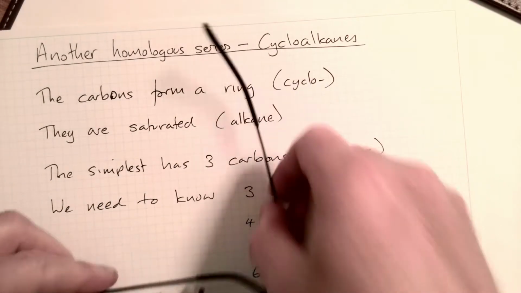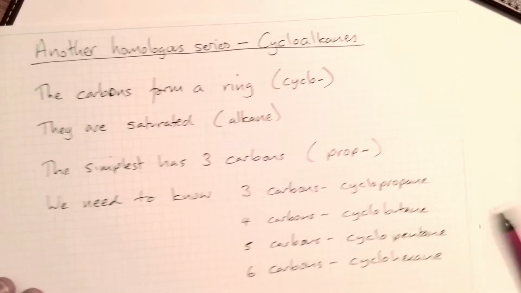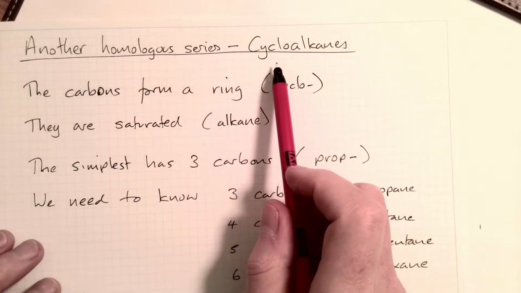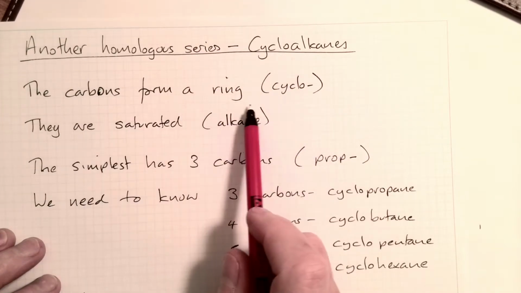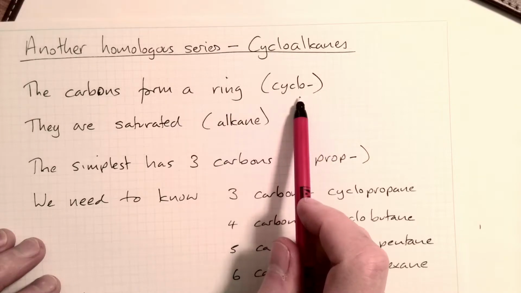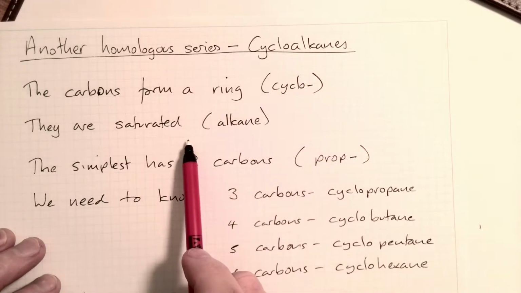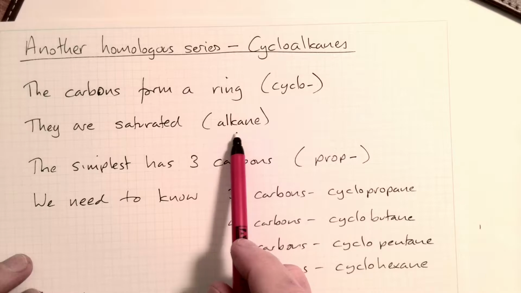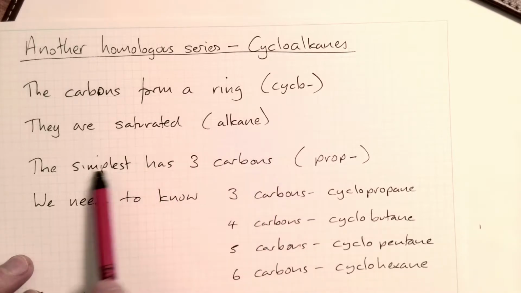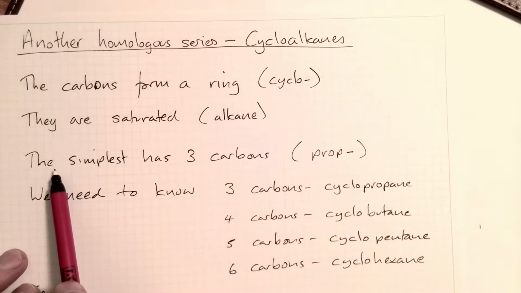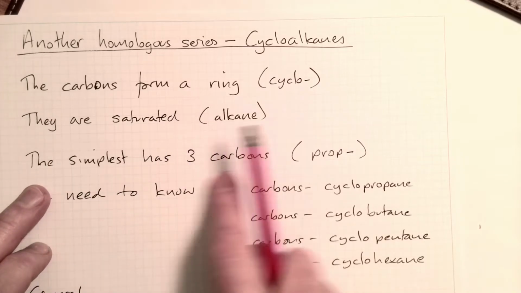All right? Let's have a look at the board over here. Okay, so it's another homologous series, the cycloalkanes. The carbons form a ring. That gives us the cyclo name. They are saturated, so they're still alkanes. They're still considered to be alkanes. And the simplest one of these has 3 carbons in it.